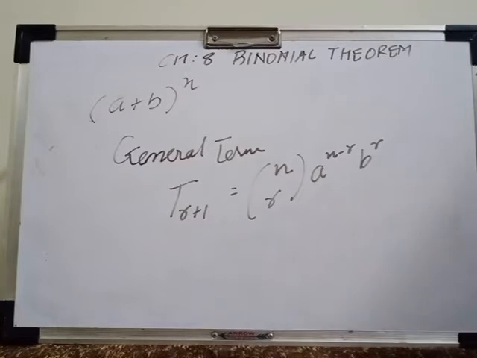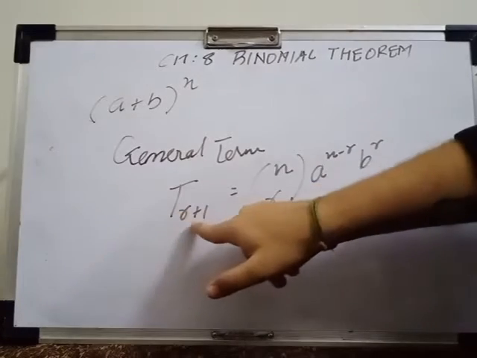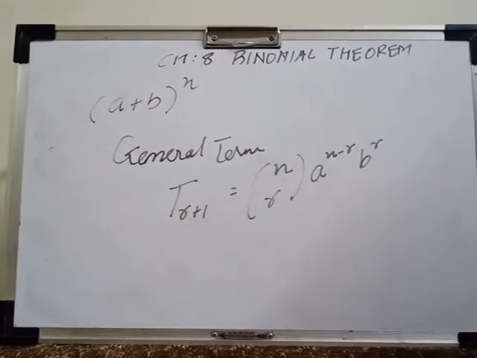term in the expansion. Suppose we are asked to find the 19th term, then R plus 1 should be 19, then R will be 18. So if I am interested in finding the 19th term, then I should take R as 18. We will take one less, right? If I am asked the 7th term, then I will take R as 6. And if I am asked the 5th term, then I will take R as 4. We will take one less than whatever it is asked, right?